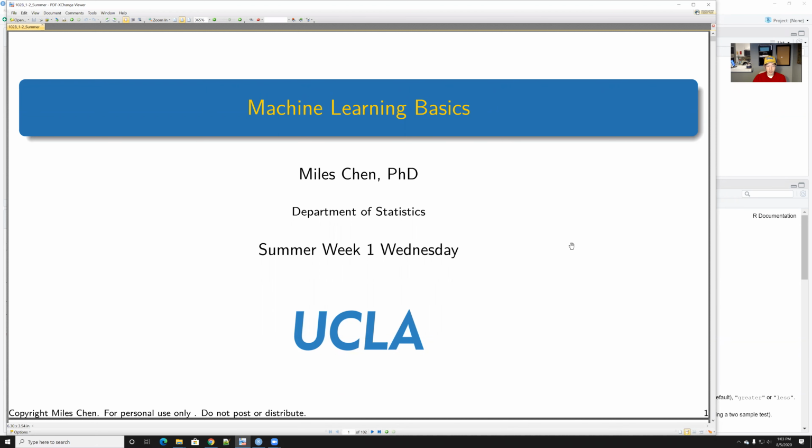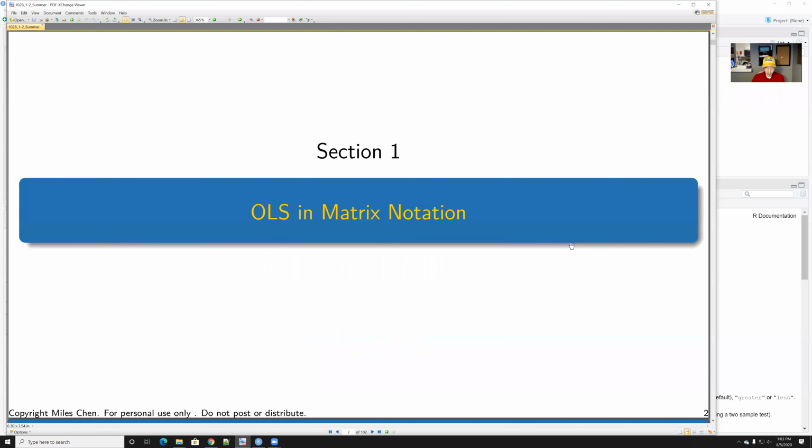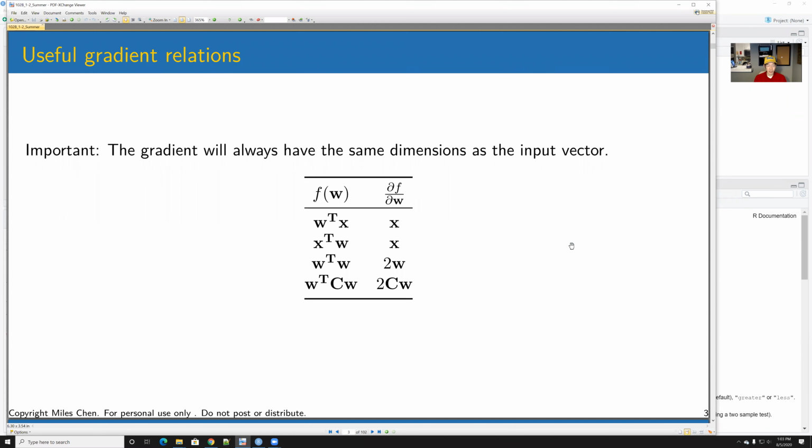All right. Okay, so we are continuing on. We left off on Monday. We were talking about ordinary least squares regression in matrix notation, and where we left off was we had expressed the loss function, which is the sum of squared residuals, in matrix notation.